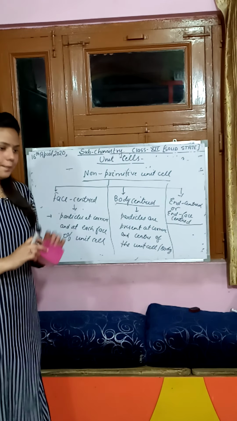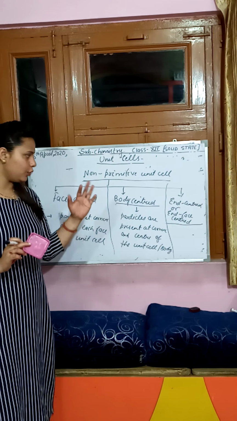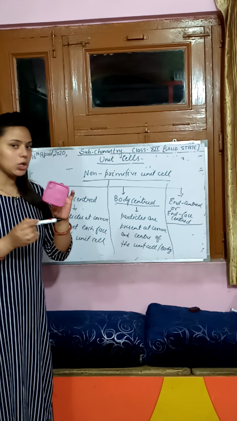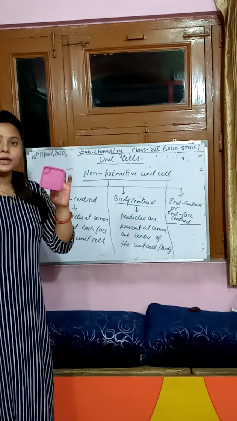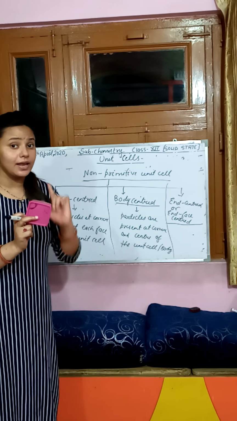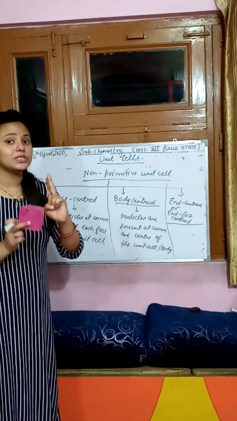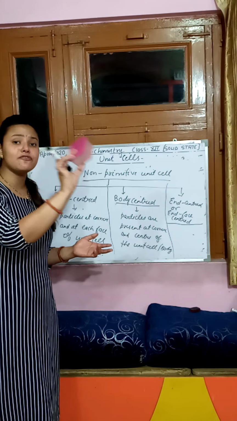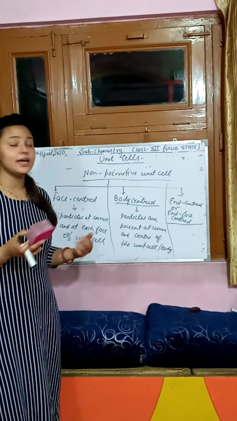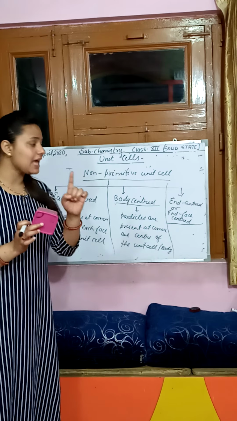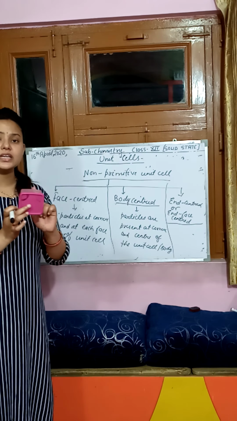Okay. Corner पे present है, वो तो है ही non primitive unit cell में. That particles are present at the corners of the unit cell and also at any 2 opposite faces. Remember, at any 2 opposite faces. Face center में क्या था? Particles at corner and at every face of the unit cell. But here I am saying that particles are present at the corners and at any 2 opposite faces.